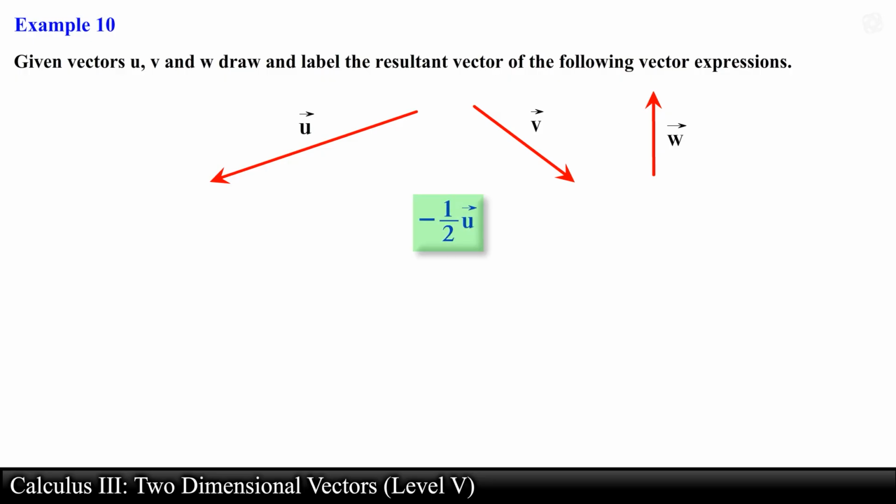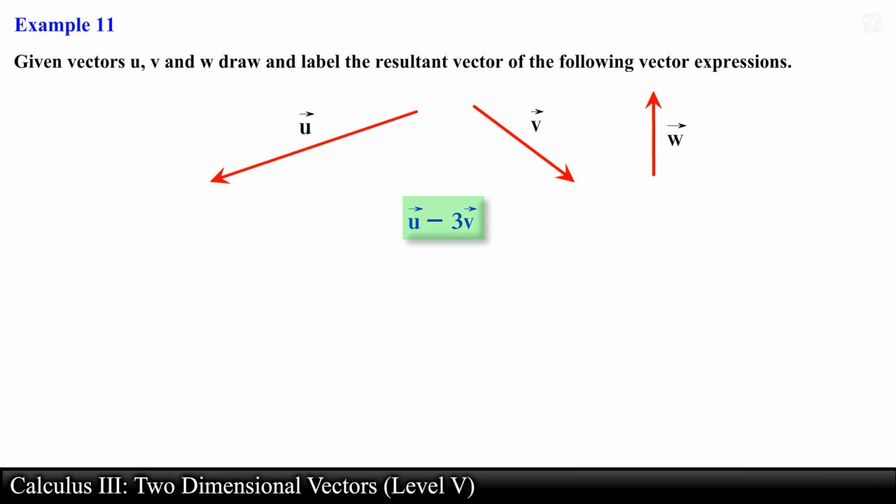Here, we are once again asked to carry out a scalar multiplication. In this example, we are asked to scale vector u by half its size. We also have a negative sign, so we also need to change the vector's direction so that it points in the opposite direction, as follows. Alright, let's try the next example.